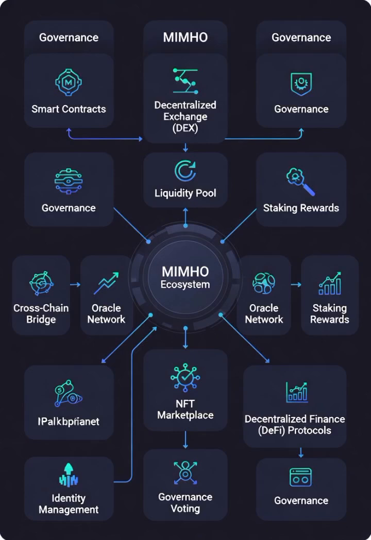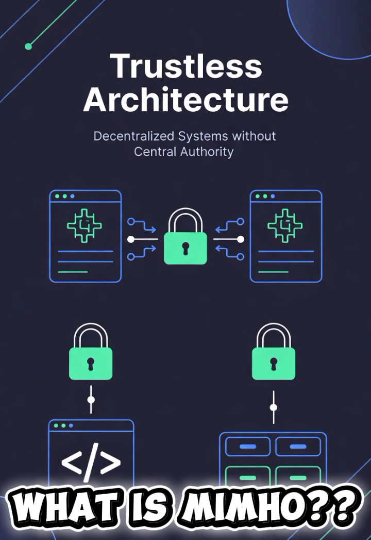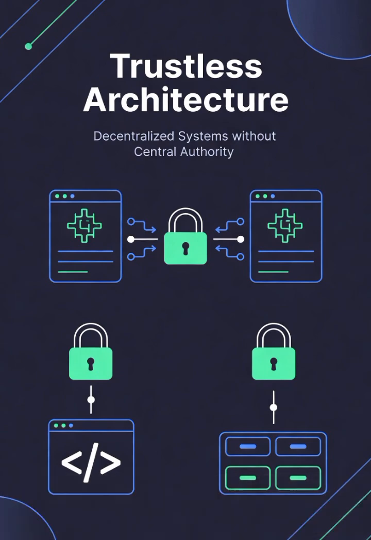Architecture and fund flow of the MIMHO ecosystem: introduction. What MIMHO really is. MIMHO is not just a token. It is a complete, fully on-chain ecosystem designed to eliminate vague promises, hidden controls, and arbitrary decisions. Everything that happens within the MIMHO ecosystem happens through public smart contracts that are auditable and verifiable.